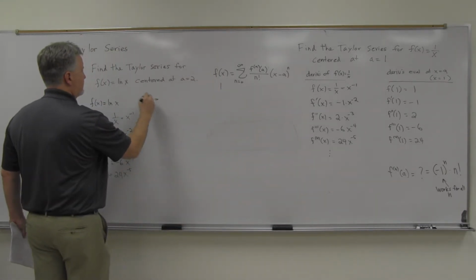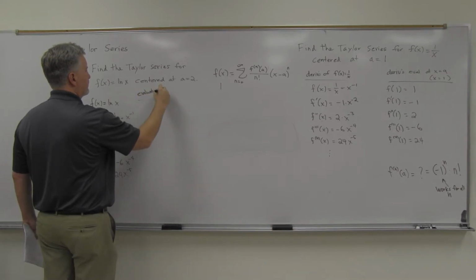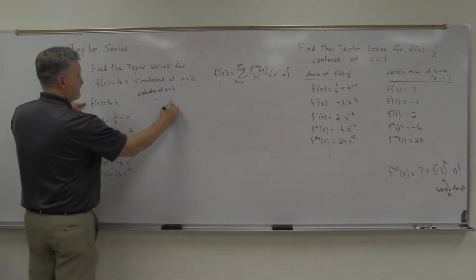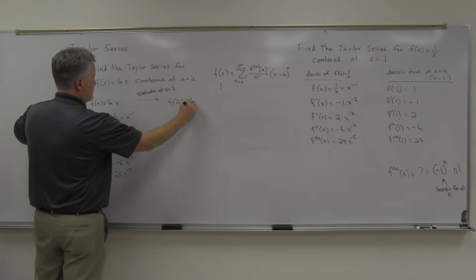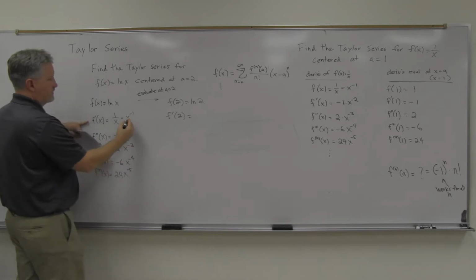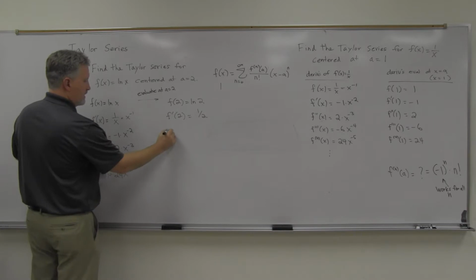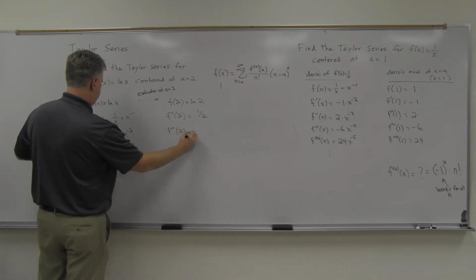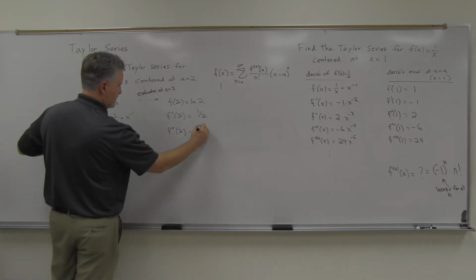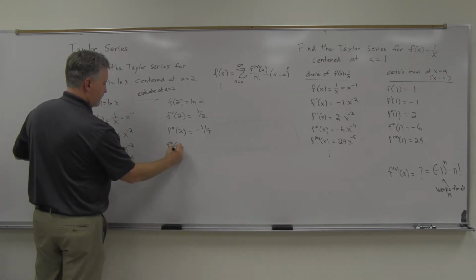All right, so now let's evaluate these at a. In this case, a equals 2. So f of 2 is ln of 2. F prime of 2, well, it'll be 2 to the negative 1 or 1/2. F double prime of 2 would be negative 2 to the negative 2, but that's going to be negative 1/4, isn't it? F triple prime at 2.